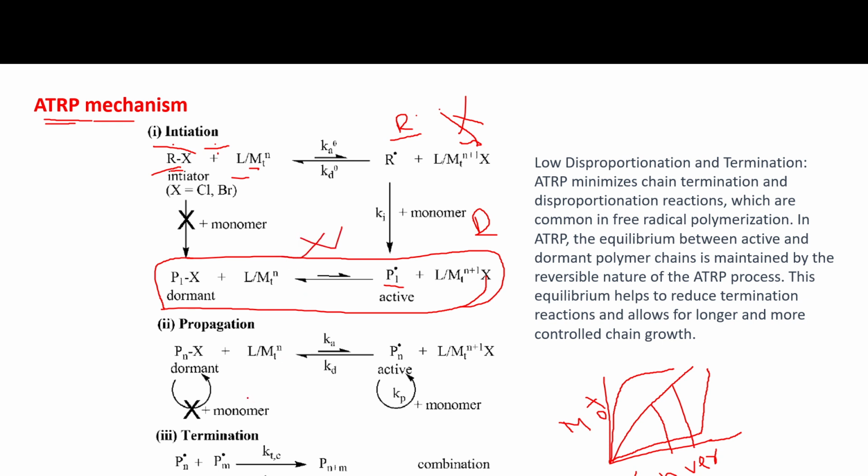Then the propagation is going on, the active monomer radical is coming out, then at the termination reactions there will be termination by combination and termination by disproportionation. So for ATRP polymerizations, one thing we have to remember is the lower disproportionation and termination. ATRP minimizes chain termination and the disproportionation reactions which are common in free radical polymerization. So if you compare normal free radical polymerization and ATRP, ATRP minimizes chain termination and disproportionation reactions.